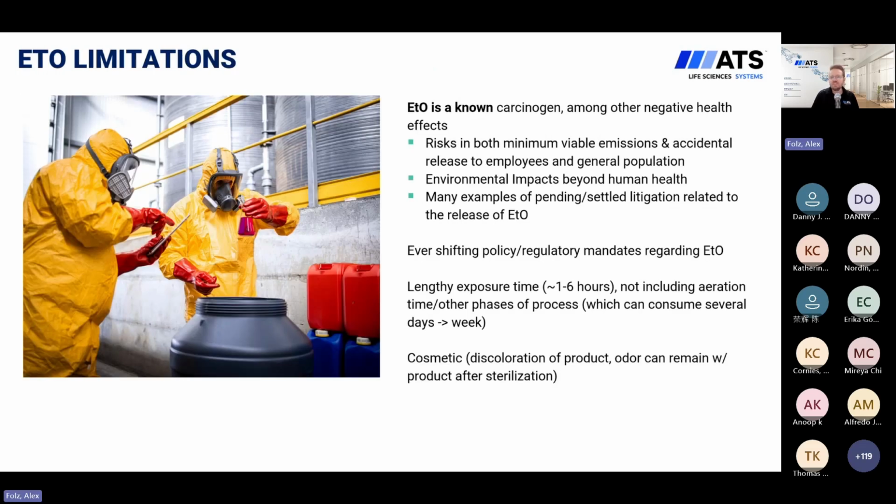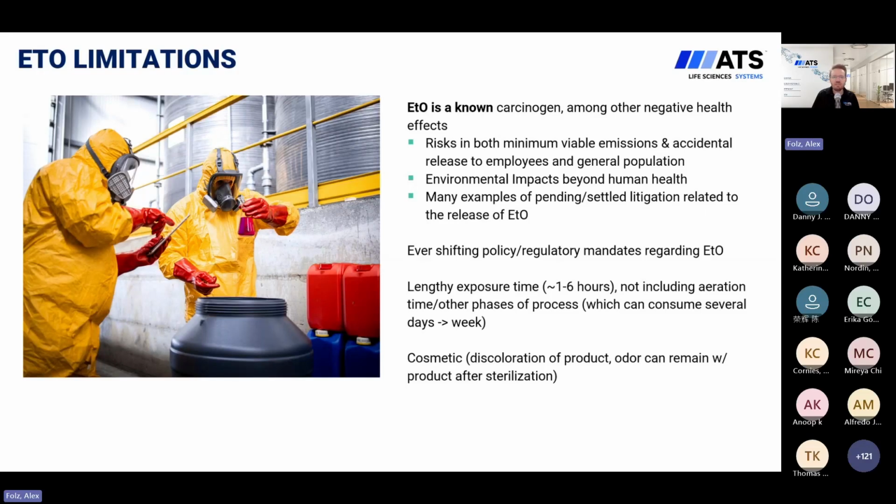Ethylene oxide is a known carcinogen, among other negative health effects. So there's risk in both minimal viable emissions as well as any accidental release. That risk can be for employees at the sterilization site, even later in the process stream or in the supply chain, as well as the general population around some of these ethylene oxide sterilization plants.